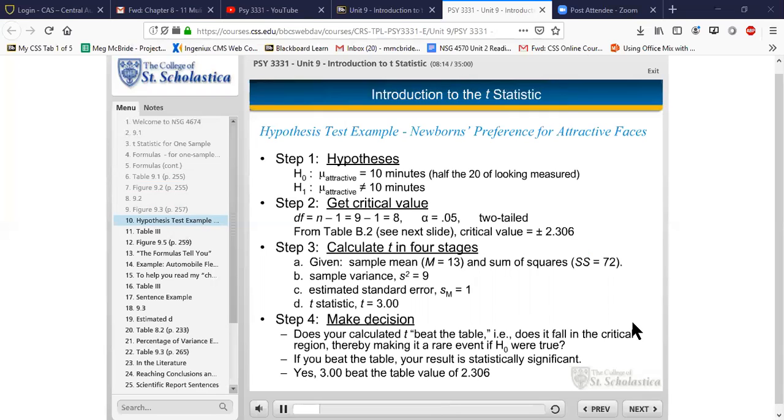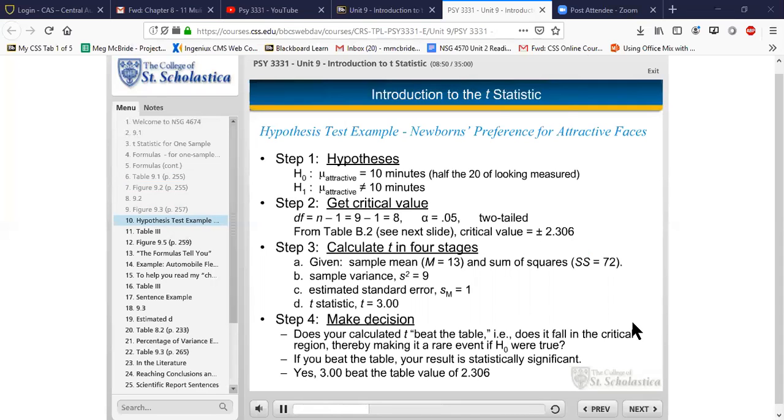Step 1 is to state your hypotheses. The null hypothesis, H sub 0, states that the mean time looking at the attractive faces would be 10 minutes or half of the 20 minutes the newborns were observed. In other words, the newborns won't have any preference for one face or the other. They will spend 10 minutes on average looking at each type of face. The alternative hypothesis, H sub 1, states that the mean time looking at attractive faces will not be 10 minutes, that in fact the newborns will spend more time looking at one type of face or the other.